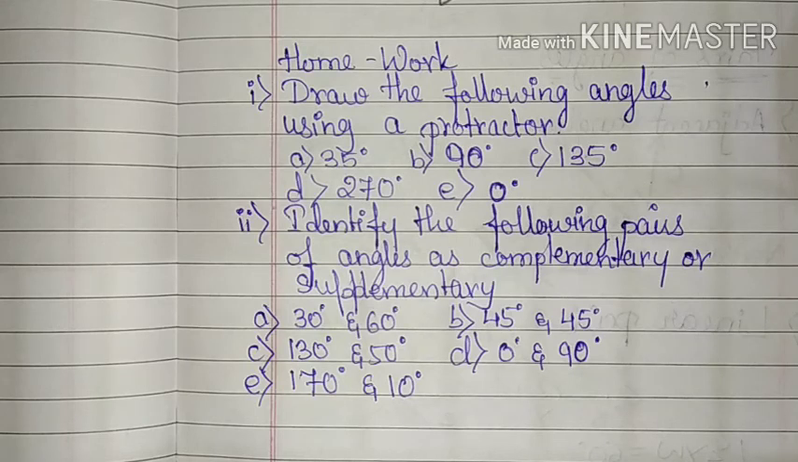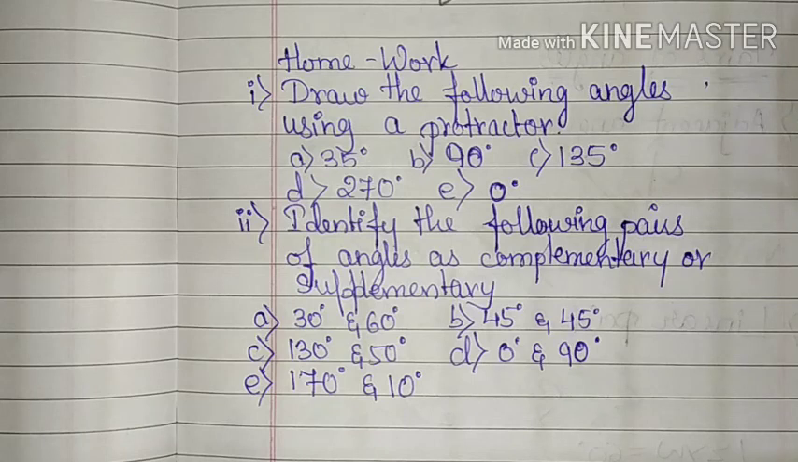The second question is, identify the following pairs of angles as complementary or supplementary. They have given you 5 sets of angles, and you have to identify whether they are complementary or supplementary. You know that if they are complementary, the sum of the angles will be 90 degrees. If they are supplementary, the sum of the angles will be 180 degrees. Based on this knowledge, you have to identify them.